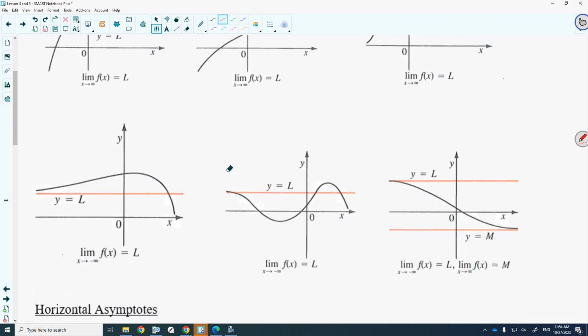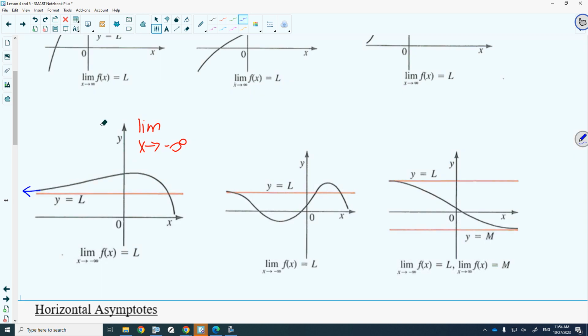This one would be the opposite. The limit as x approaches negative infinity, I want to know what's happening over here on my graph. It is approaching this HA, which is called L. So the limit as x approaches negative infinity of f of x is L. Okay, so it doesn't matter for horizontal asymptotes. Our graphs can cut through. What matters is the end behavior.